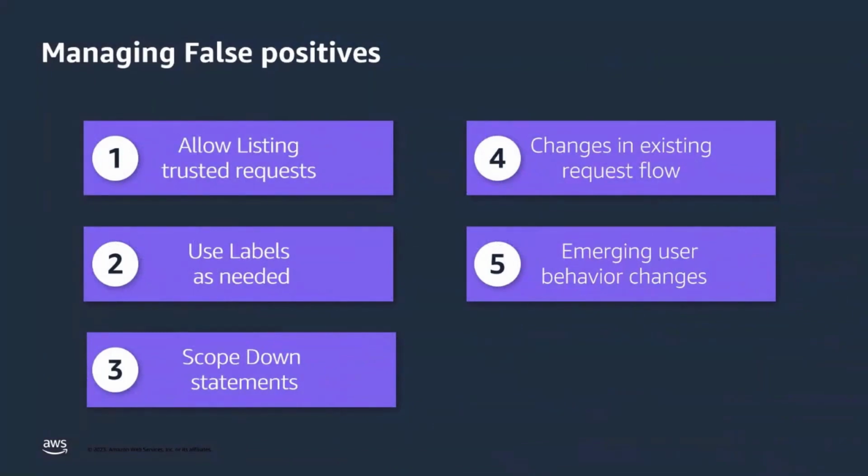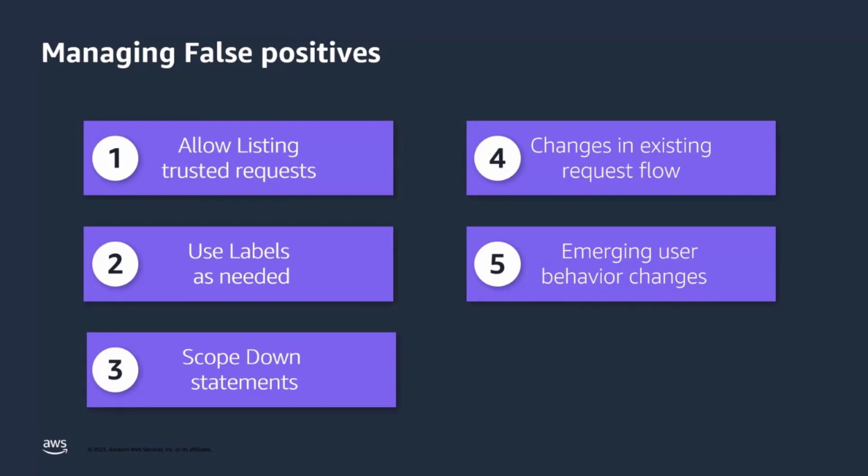These are mostly how-tos. Number one is allow listing trusted requests. If you have a list of trusted partners, trusted mobile apps, or certain user agents that you want to allow, you could create a rule with a lower priority number and put it on top of these advanced rule sets so that you allow them.